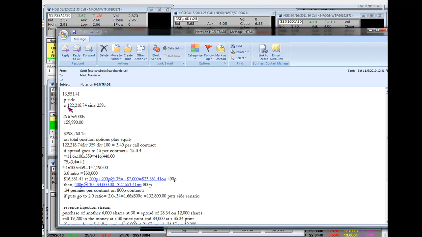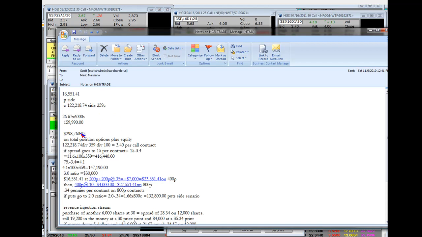On the call side right now, we have $122,218.74, which equals 359 contracts. The equity side is we own 6,000 shares at 26.67, which equals $159,990 as far as the equity here. We're going to be putting it all in an Excel spreadsheet, so I'll have equity exposure and whatnot.